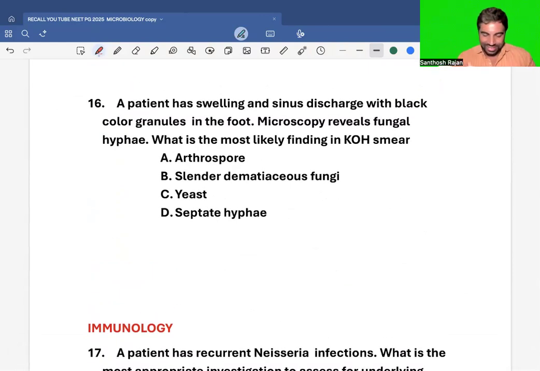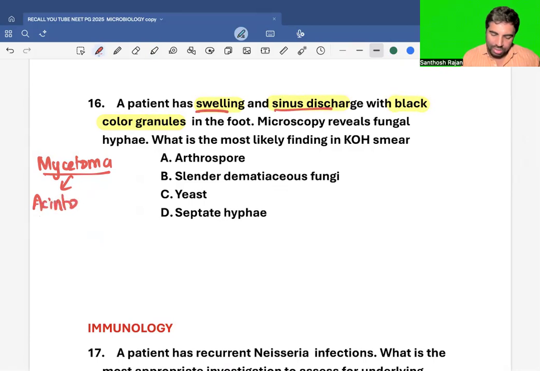I'm so glad that the questions I thought for so many years they didn't ask, those questions have come. Okay. Now, see here, this question: a patient has a swelling and sinus discharge with black color granules. First of all, when this swelling and sinus discharge comes, it's always mycetoma. And mycetoma can be actinomycetoma, the other one is eumycetoma.